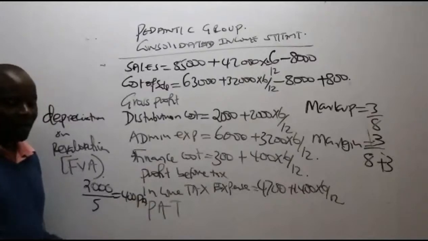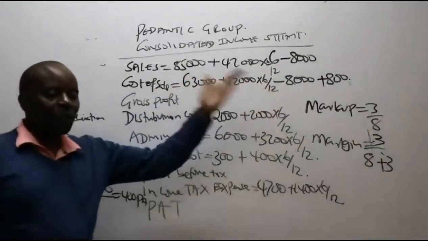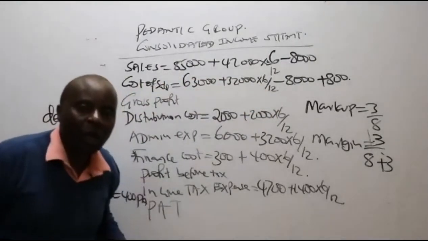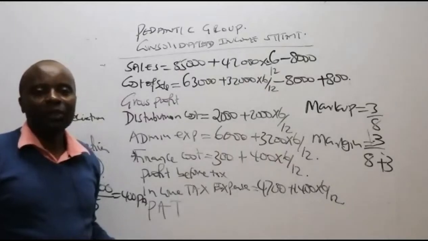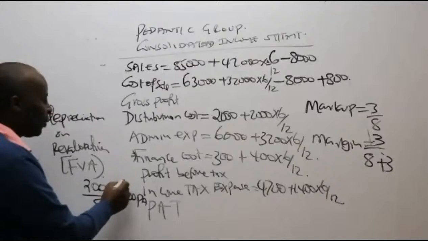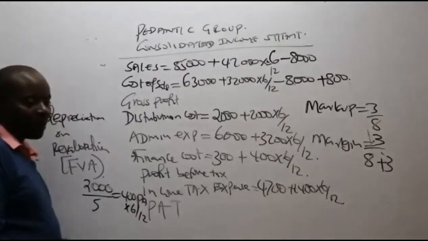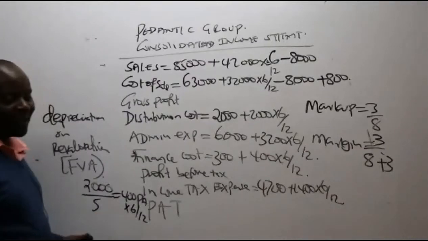Isn't it true? And remember, this asset belongs to a subsidiary that was only ours for how many months? 6 months. So this has to be prorated. So I say times 6/12. What will it come to? It comes to 200.